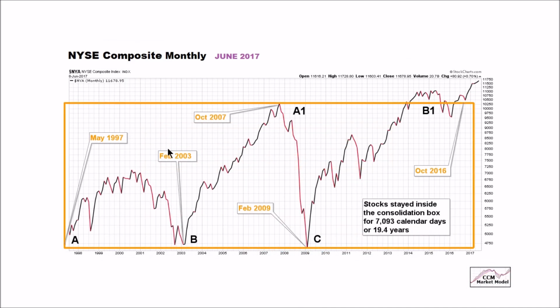If we look at one of these consolidation boxes as of June 8th, 2017, the longer we go sideways, in this case, price was inside of this box for 7,093 calendar days, which equates to 19.4 years. The longer we go sideways, the bigger the move we can expect to get.